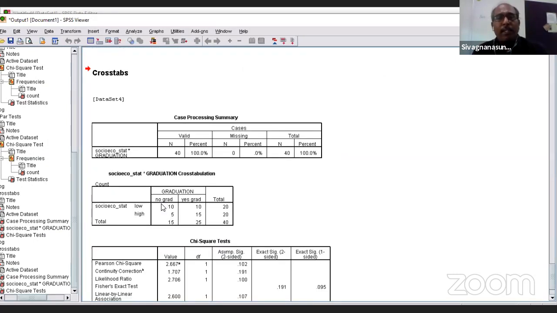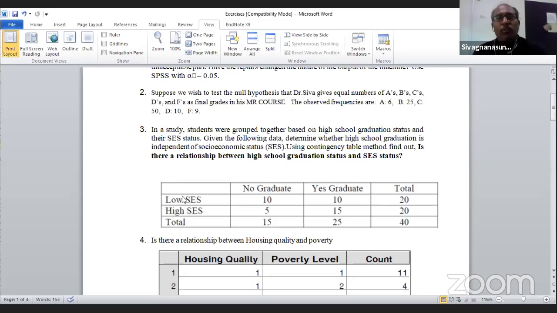Now you see whether this table that we have created is matching 10, 10, 5, 15. Socioeconomic status low, high, graduation no, yes. You can refer to the Word file. I will show the Word file now. You see here 10, 5, 10, 15. So low economic status, high, no graduation, graduation. The same thing has come here also in SPSS.